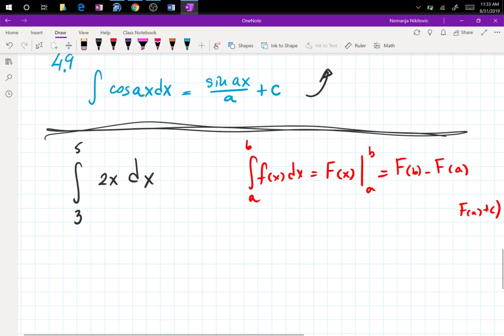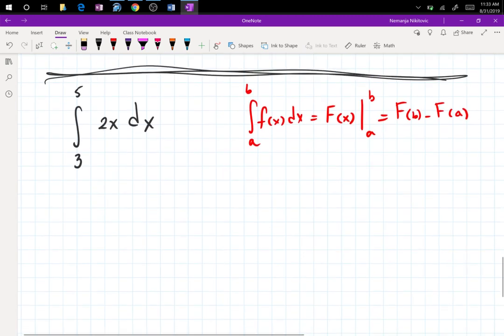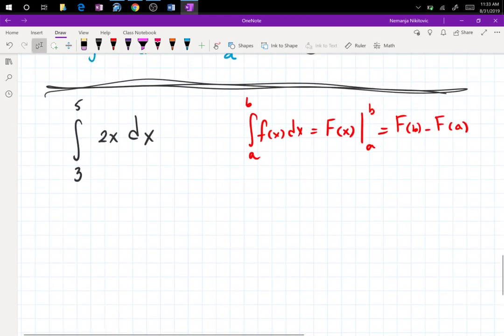You see numbers in limits, you just write this and you're done. So now we have to integrate. Integral of 2x is x squared. I'm not going to put plus c because I know it will cancel, and I'm just going to put my limits 3 and 5. This works out to be 25 minus 9 for a total of 16, and we move along with our life.